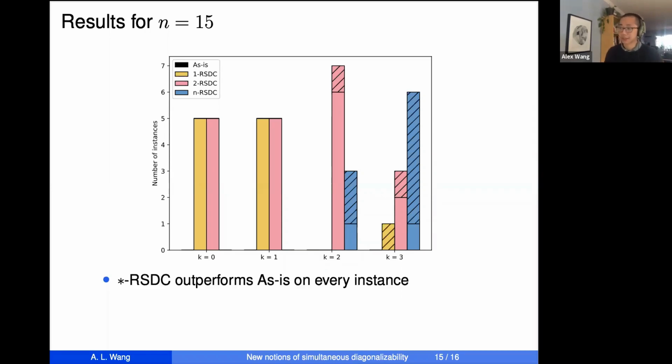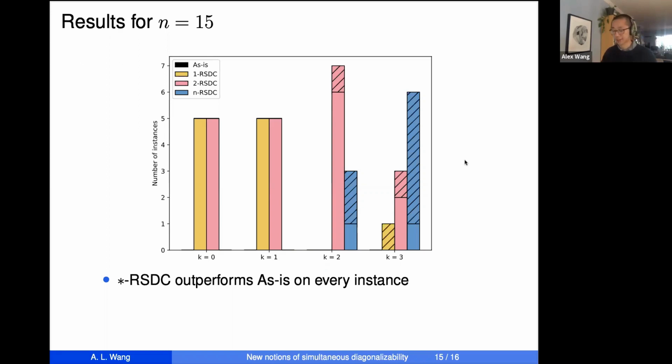First is that one of the RSDC algorithms, I guess we observed, outperforms the as-is algorithm on every test instance. Okay, so somehow diagonalization is helping, at least in some form. Okay, so maybe I should try to explain what is happening for these larger values of k.